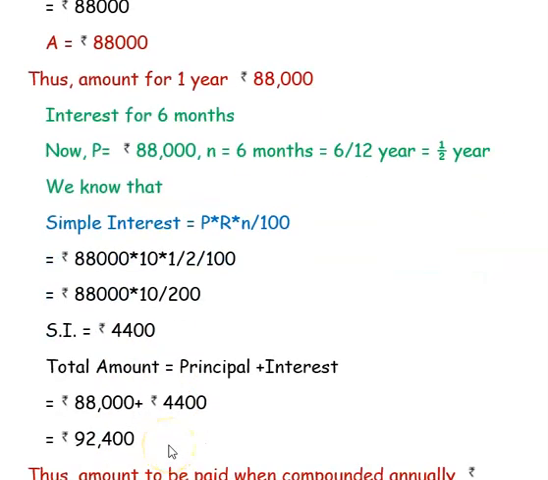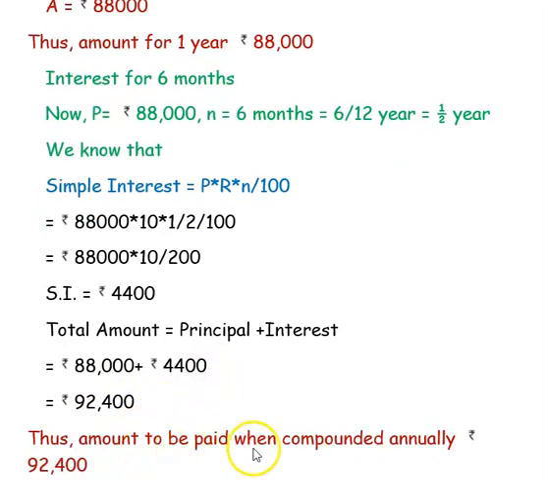So now the total amount will be the principal plus this interest for the 6 months. So 88,000 plus 4,400 is 92,400. So thus the amount to be paid when compounded annually is 92,400.